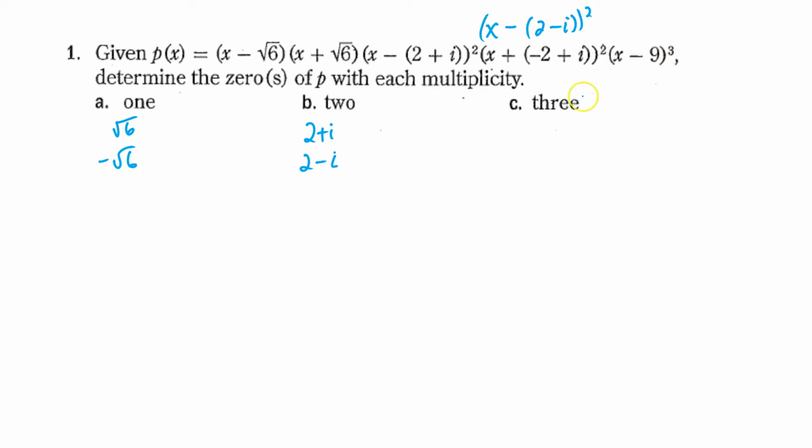And then the only one of multiplicity 3 would be 9. When you plug 9 in here, 9 minus 9 is 0, and we have that third multiplicity. So those are the zeros with each multiplicity in this example.